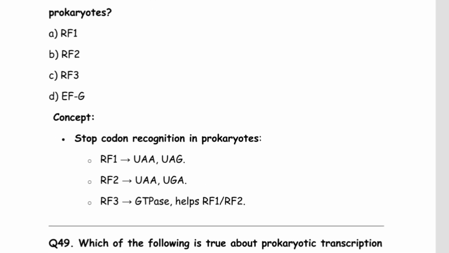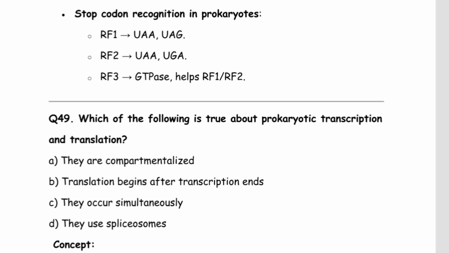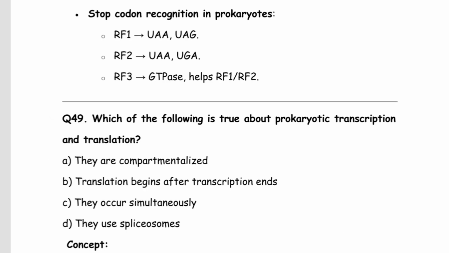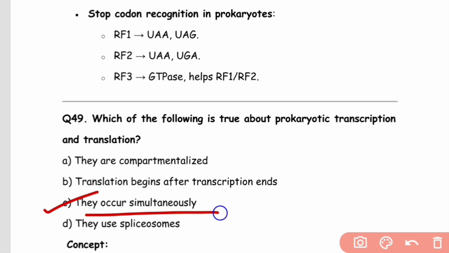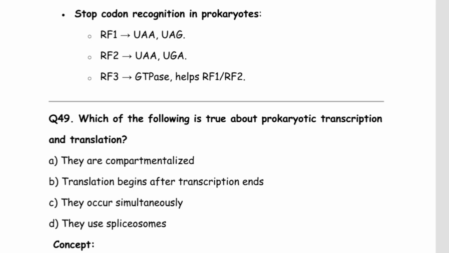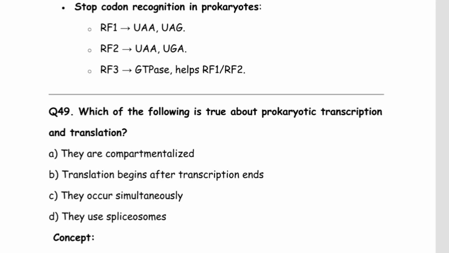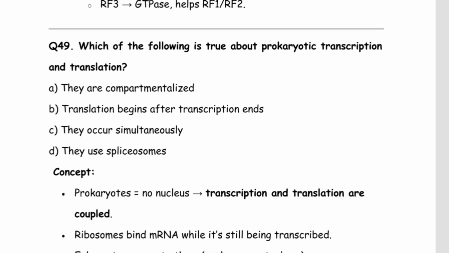Next question, which of the following is true about prokaryotic transcription and translation? So correct here is C. They occur simultaneously. Why? Because transcription and translation are coupled in prokaryotes. Why are they coupled? Because there is no nucleus. As a result, when mRNA is produced, the ribosome binds on it and starts translating that mRNA. This is called coupled transcription and translation, which occurs simultaneously in prokaryotes.